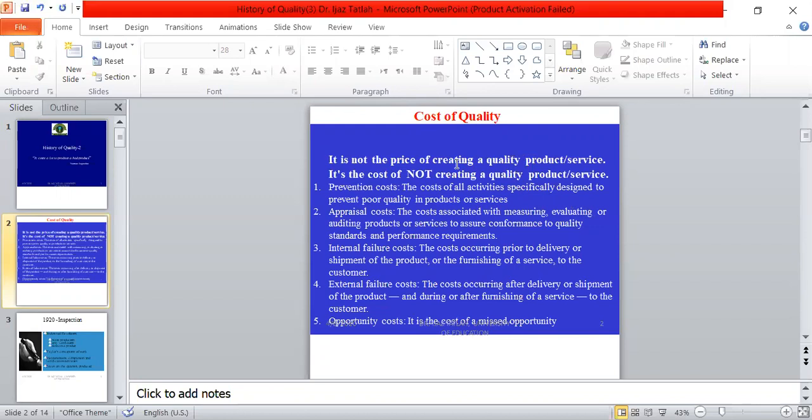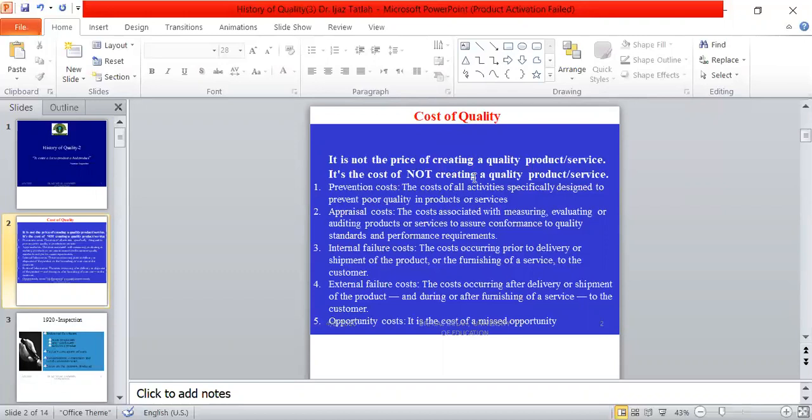So to discuss this cost, there are five features. Number one, prevention costs; appraisal costs; internal failure costs; external failure costs; and opportunity costs. All these five activities have their cost. Let's see these costs in detail.